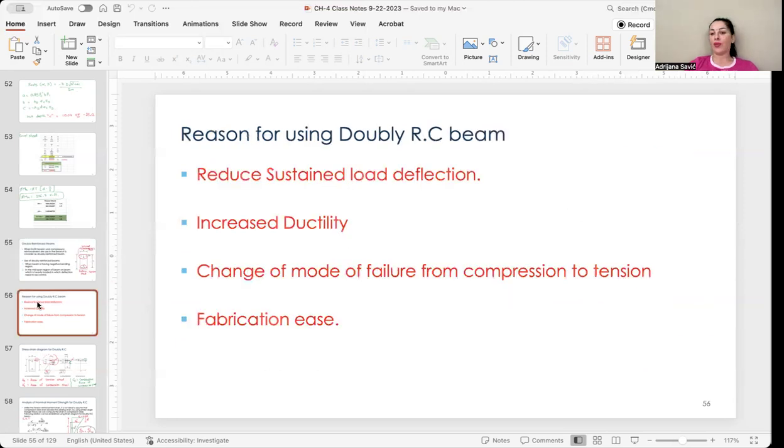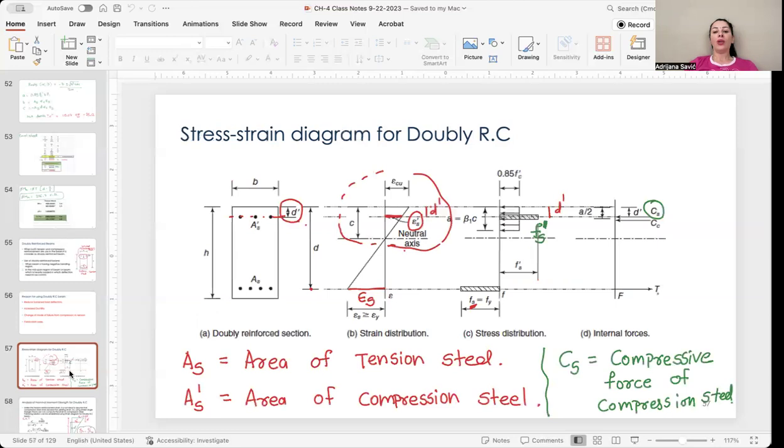The reason why we are using a doubly reinforced concrete beam: firstly, it will reduce sustained load deflection. Then we will have increased ductility and a change in mode of failure from compression to tension, and also easier fabrication.